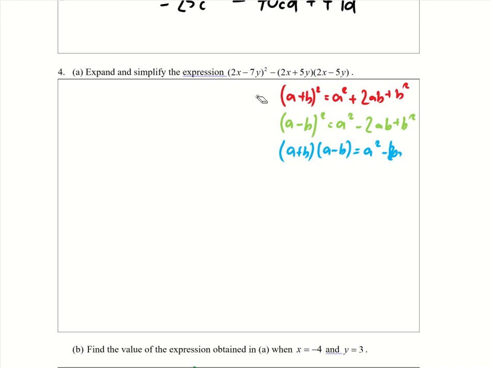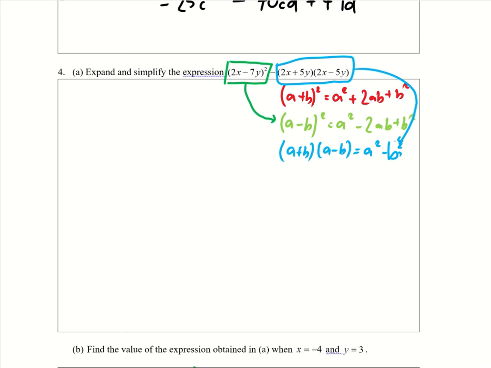Okay, let's erase this and write this neatly. So a squared minus b squared. Let's take a look. You realize that the first one, 2x minus 7y squared, is actually of the same form as a minus b squared. So this follows this form over here. And your 2x plus 5y, 2x minus 5y, is actually of the form a plus b, a minus b. So this follows this thing over here. I will have to expand them separately first and then combine them together.